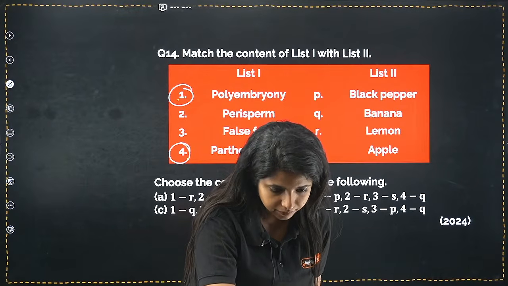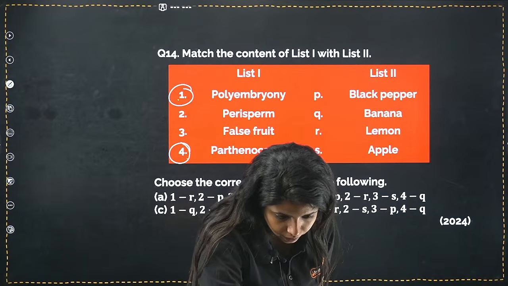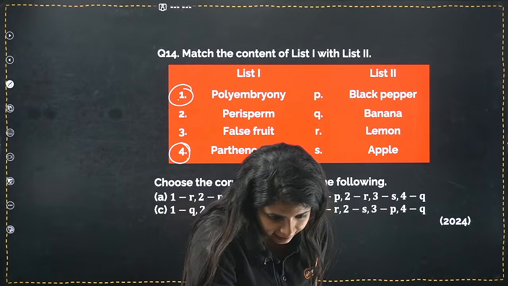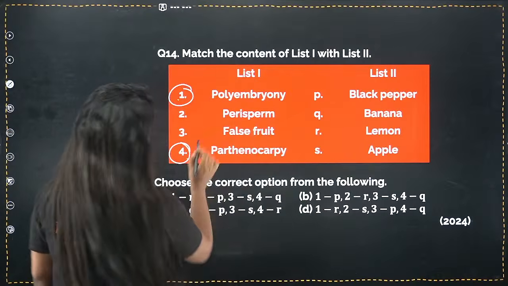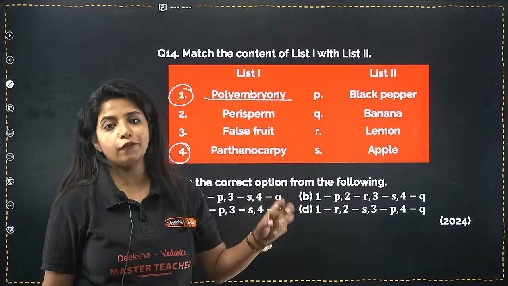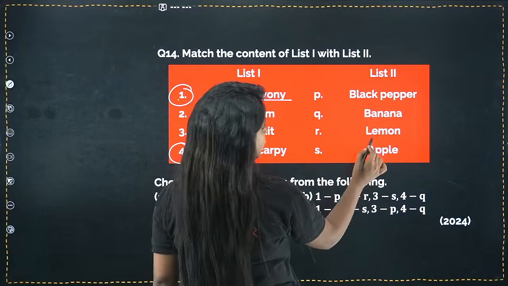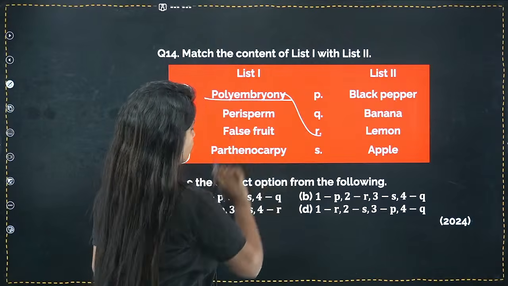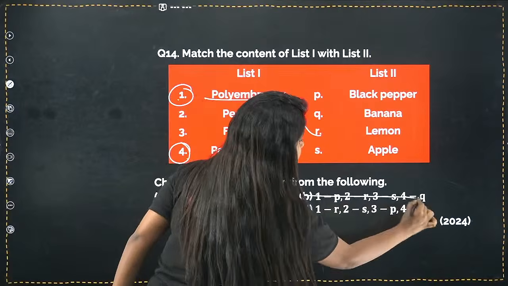A is what most of you are saying. A is what? Okay, let me see. Polyembryony means multiple embryo formation, and that is a strict thing for citrus fruits. Only one thing is citrus over here, and that is lemon. So 1 goes with R. I just have 2 options left. I am going to eliminate the other options.